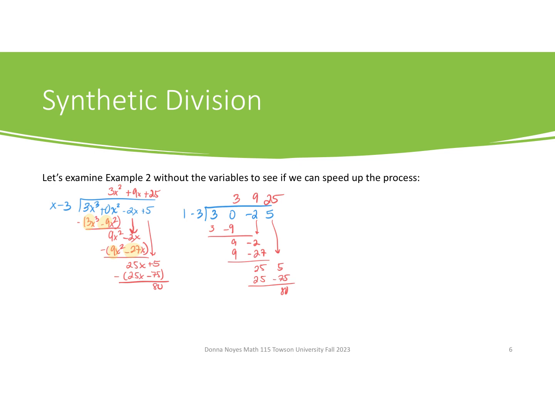So we had a 1 and a negative 3 on the outside as our divisor. Under our root, our g of x had a 3, a 0, a negative 2, and a 5 as the coefficients. Our divisor had 3, 9, and 25, and then there's all of our work. But if we look at each of these highlighted numbers, they're repetitions of the numbers directly above them.